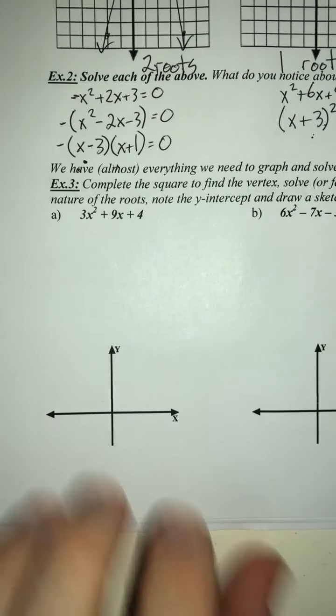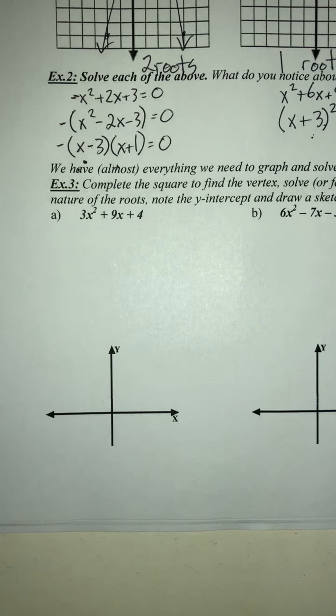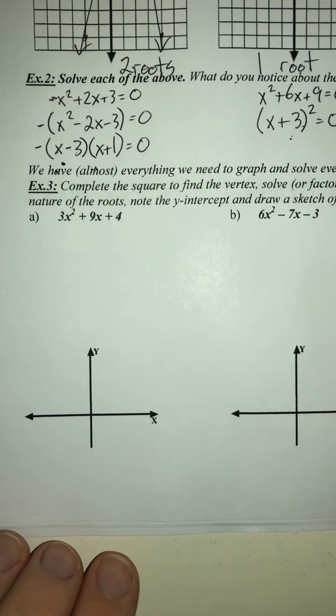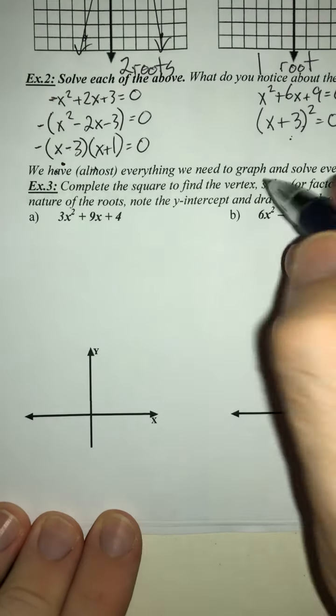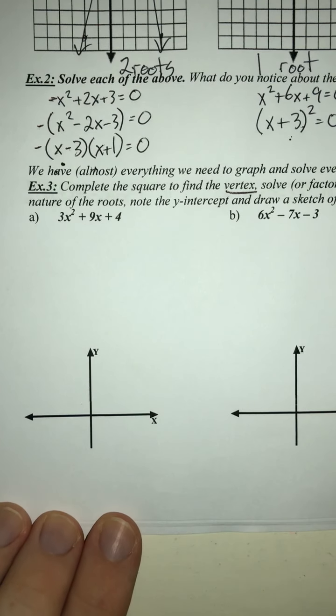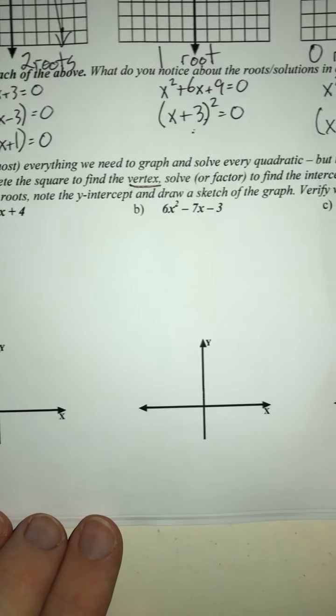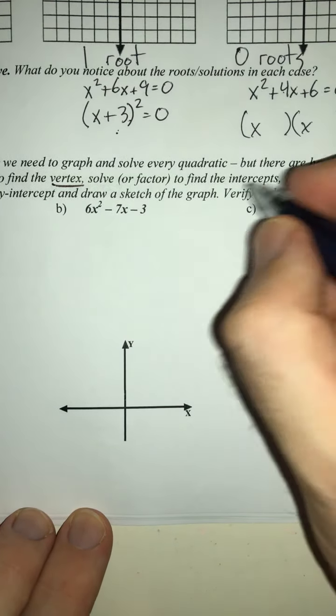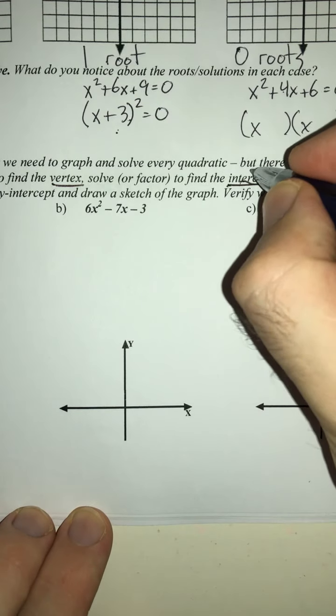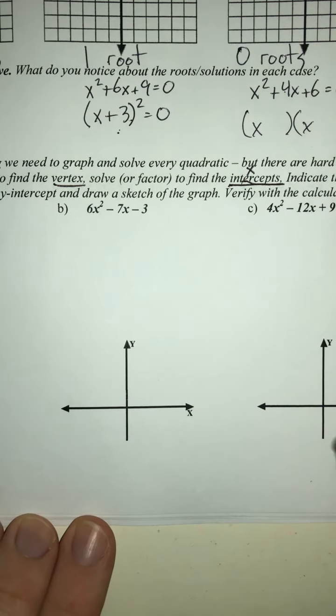Now, most of the ones that I've given you already are pretty straightforward. However, there are going to be some ugly graphs out there, and these are going to be some of the ones that I'm going to show you here. So what you want to do, and these are the instructions you'll be given, is you're going to complete the square to find the vertex. So we need to get the vertex. Then it says solve or factor to find the intercepts. And for these are going to be your x-intercepts.